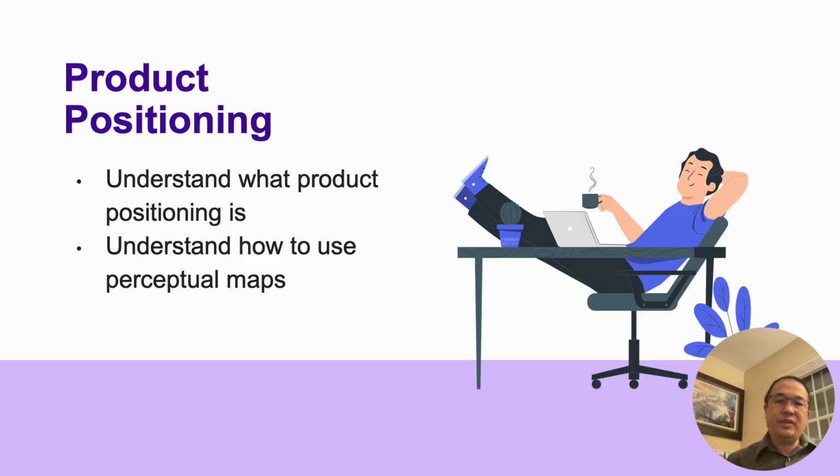Product positioning is the process of creating a clear, distinctive, and desirable image of a product or brand in the minds of target customers relative to competing products. In other words, positioning means deciding how customers should remember your product.